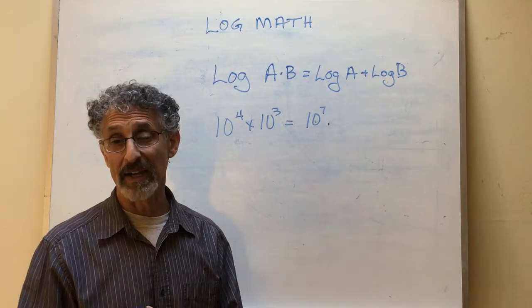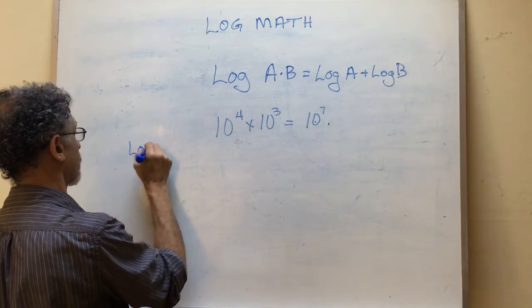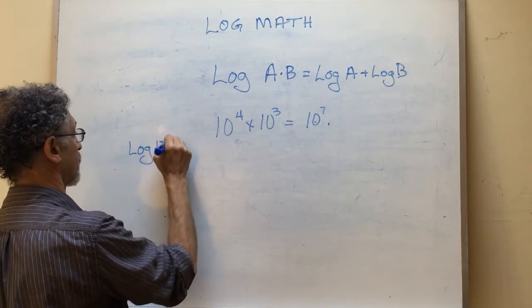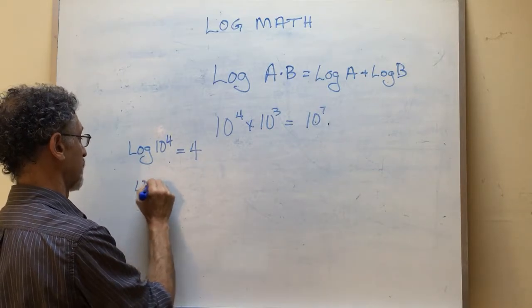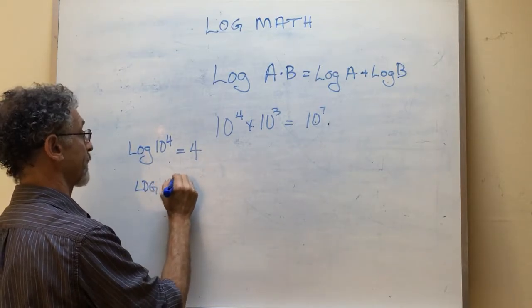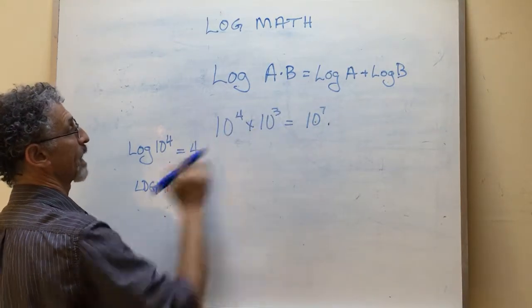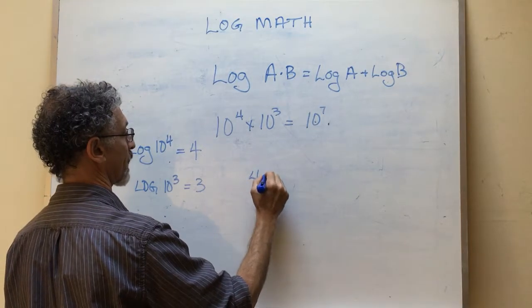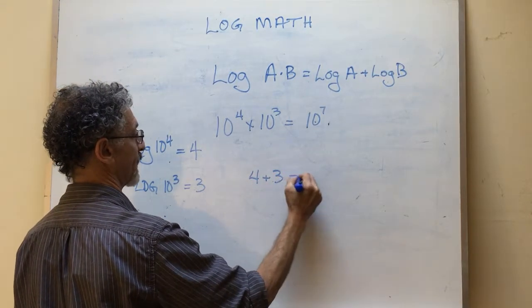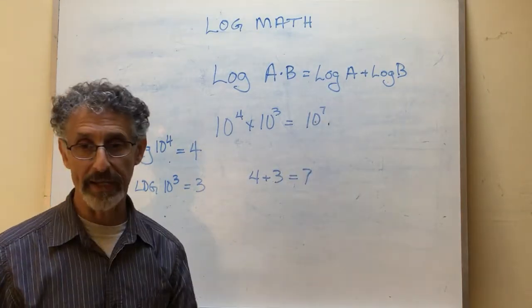Now, since the log is the exponent of 10, the log of 10 to the 4th is 4. The log of 10 to the 3rd equals 3. The log of a times b is equal to the log of a plus the log of b, and that gives you 7, which is what we ended up with here.